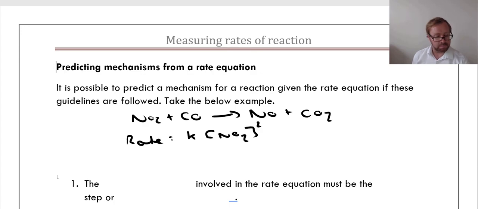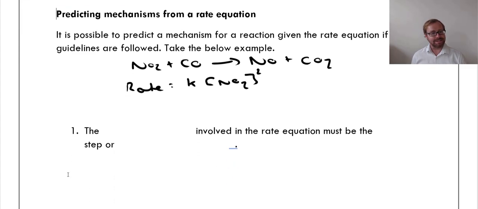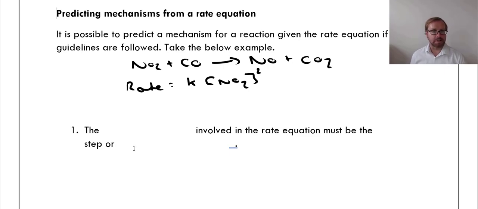And from experimental data, we have worked out that the rate equation is second order with respect to NO2. So we can work out a reaction mechanism, or you can have a go at working out a reaction mechanism if you follow these guidelines. Sometimes it is a bit trial and error, but if you stick to these, you should be able to get the correct answer. On a side note, sometimes there is more than one possible reaction mechanism. As long as you follow those rules and you get a different answer to someone else, it still could be correct.